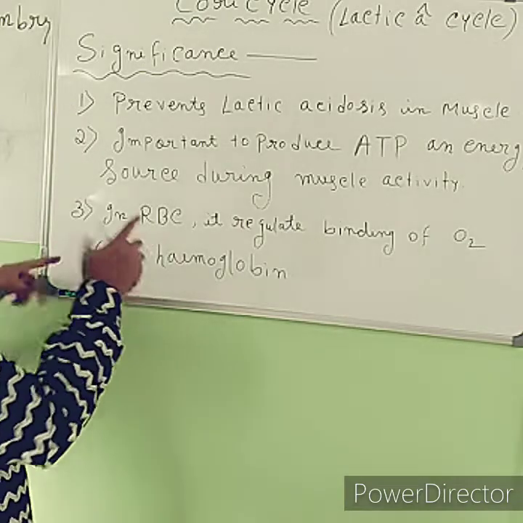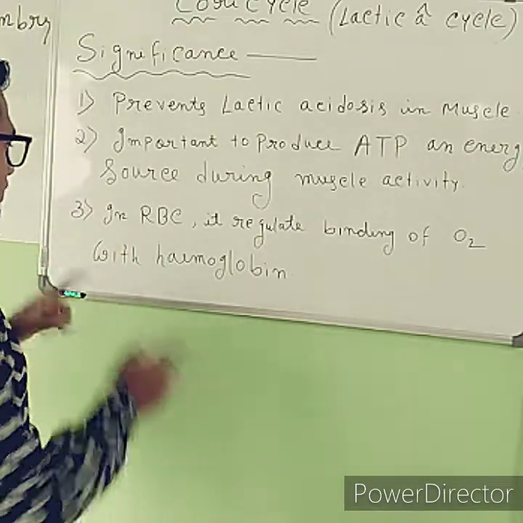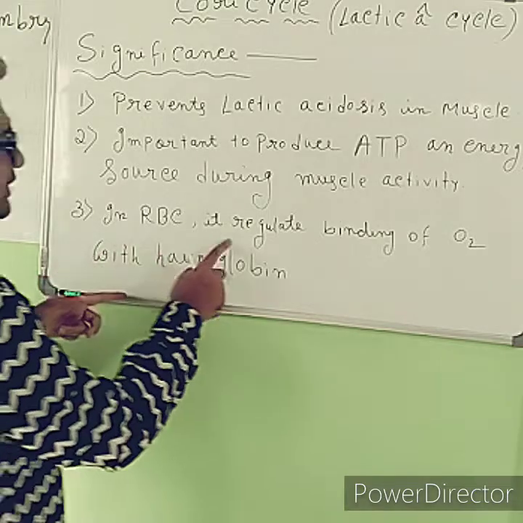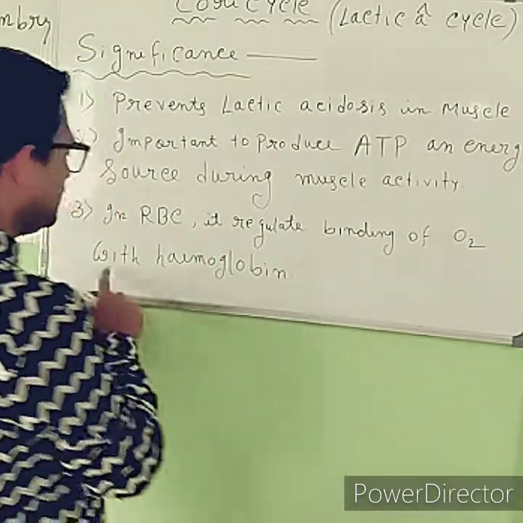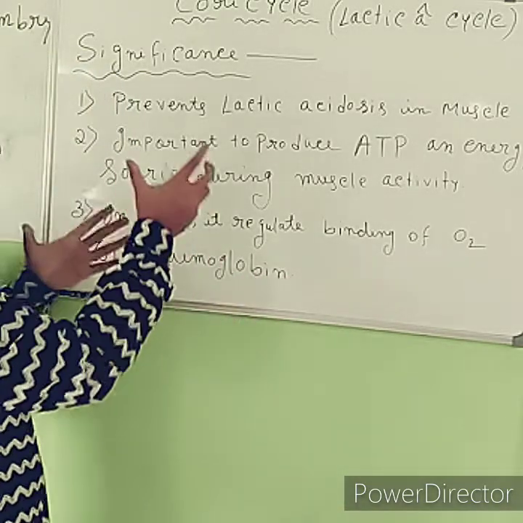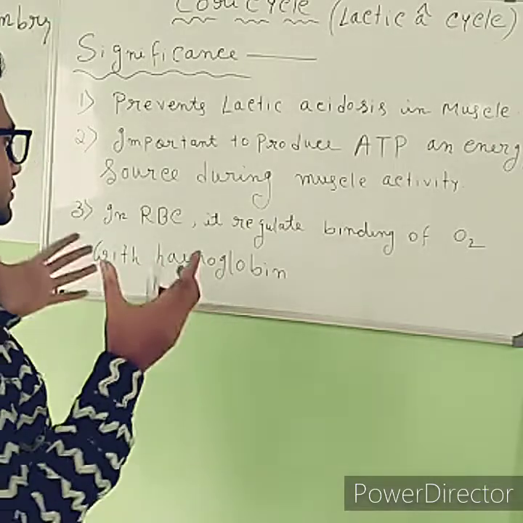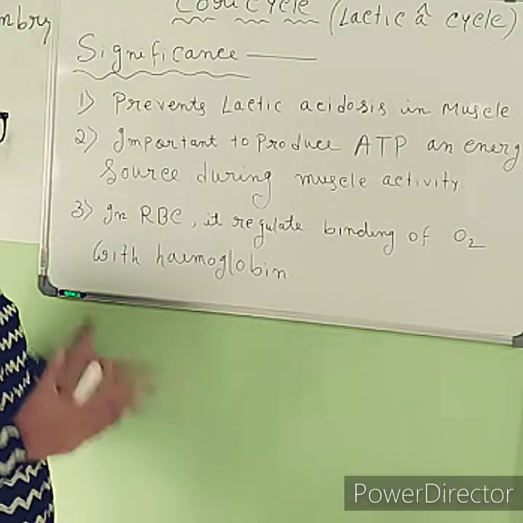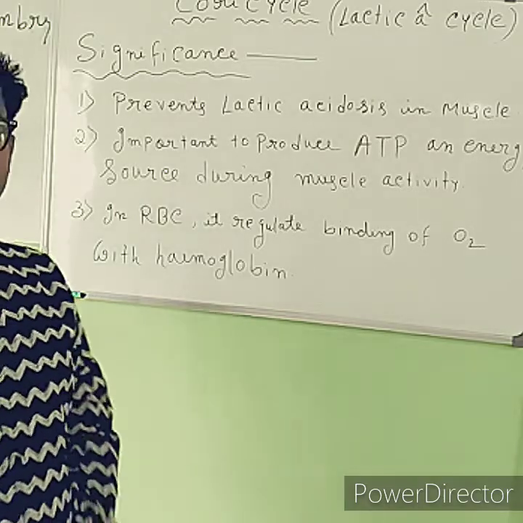In RBC, there is no mitochondria. So in RBC, the Cori cycle regulates the binding of oxygen with the hemoglobin. Thus, the Cori cycle also helps in the formation of oxyhemoglobin in red blood cells.